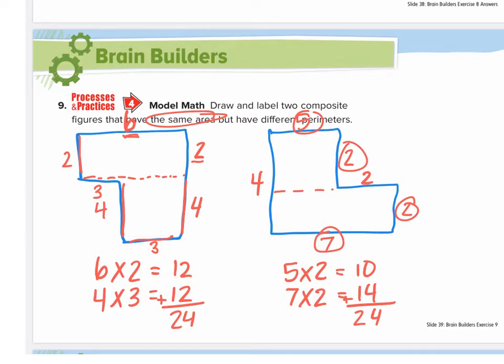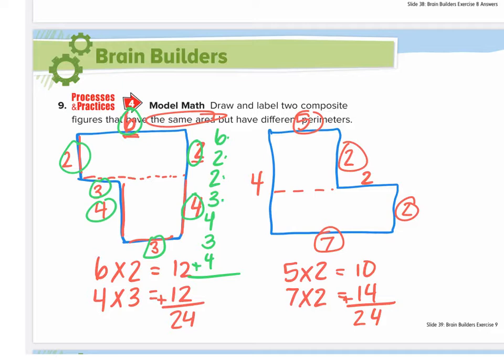So now we need to find the perimeter. I'm going to change colors so we can kind of see what we're working with here. All right, 6 plus 2 plus 2 plus 3 plus 4 plus 3 plus 4 will give us the perimeter of that. So let's add that up. 6, 7, 8, 9, 10, 11, 12, 13, 14, 15, 16, 17, 18, 19, 20, 21, 22, 23, 24. This one has a perimeter of 24 units.